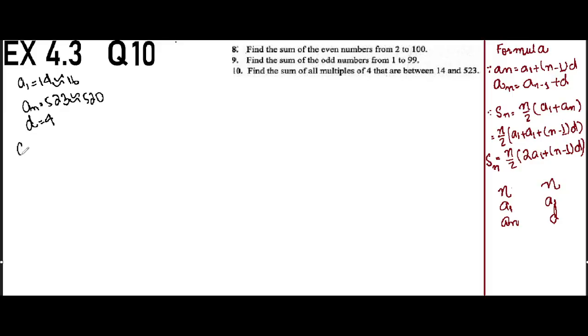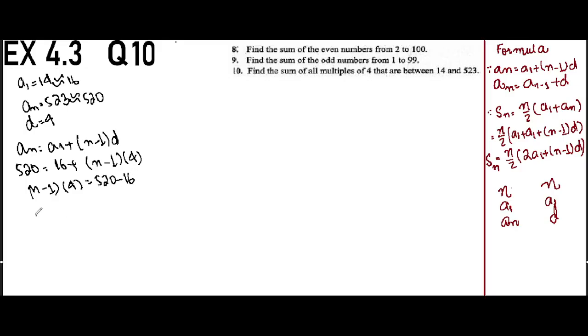So for n we have an is equal to a1 plus n minus 1 into d. So an is 520, equal to a1 which is 16, plus n minus 1 into d which is 4. Now n minus 1 into 4 is equal to 520 minus 16. n minus 1 is equal to 520 minus 16, which gives us 504, divided by 4. n minus 1 is equal to, 4 ones are 4, 4 twos are 8, and 4 sixes are 24, so 126. Now n is equal to 126 plus 1, n is equal to 127.